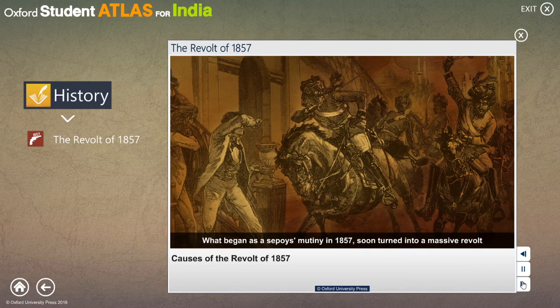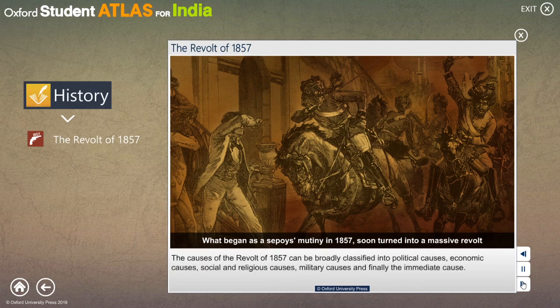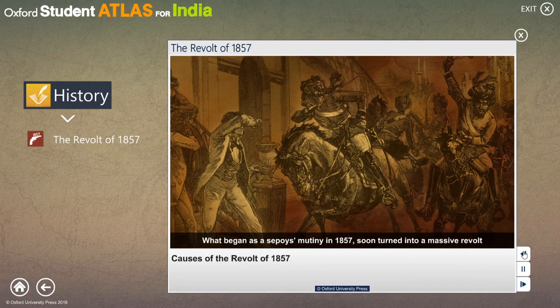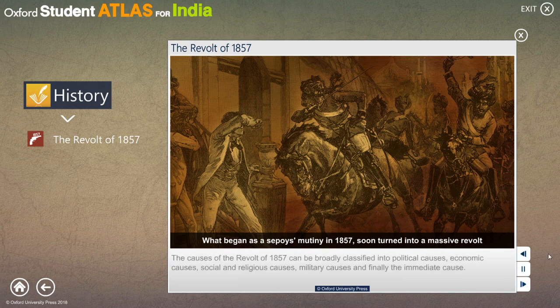Causes of the Revolt of 1857. The Revolt of 1857 was caused by the cumulative effect of the discontent that was brewing in the minds of the people. The causes of the Revolt of 1857 can be broadly classified into political causes, economic causes, social and religious causes, military causes, and finally, the immediate cause.